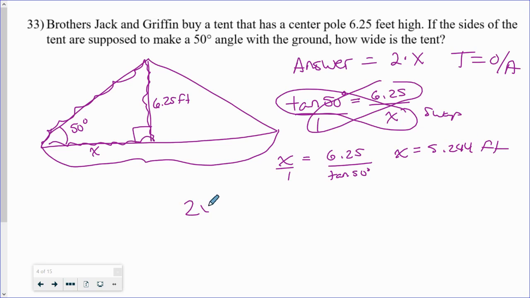So 2x, which is the answer, is then 10.489 feet. You might have rounded differently if you just doubled this answer. I left all the extra decimals on there before, and I didn't round it at all, and I just said times 2. So our decimal places might be off by a slight amount, and that's okay.